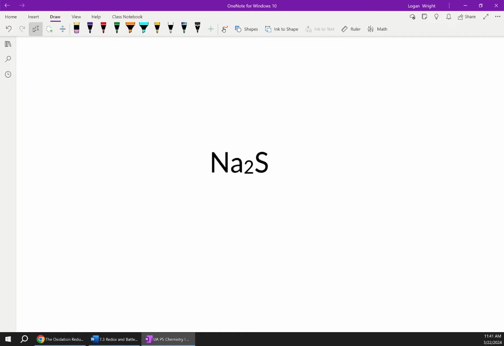Na2S, sodium sulfide. Rule number 1, is this a pure element? No. Rule number 2, is this ionic? Yes, it's a metal plus a non-metal, which makes it ionic. That means it's made out of ions. So the rule is I use the charge of the ions. What is the charge of sodium? +1. And what is the charge of sulfur in an ionic compound?